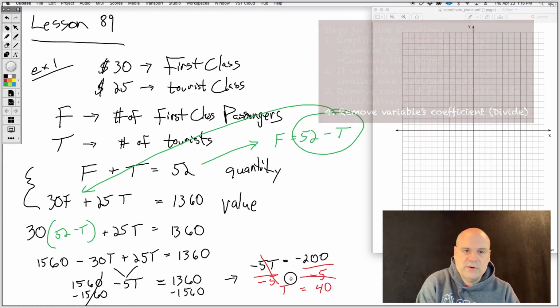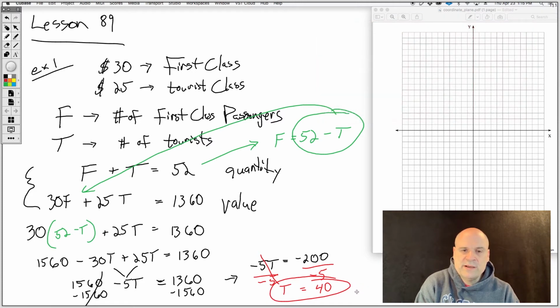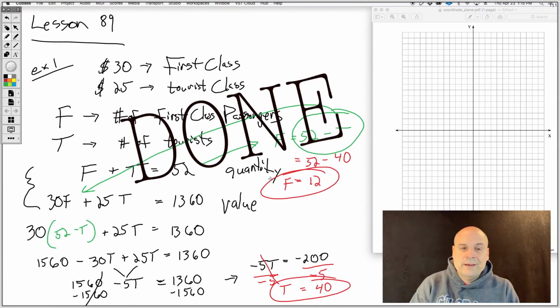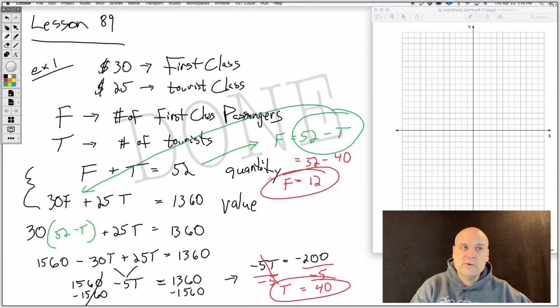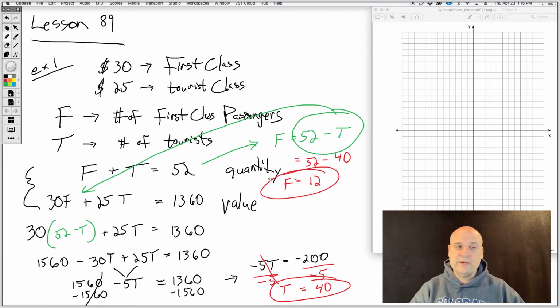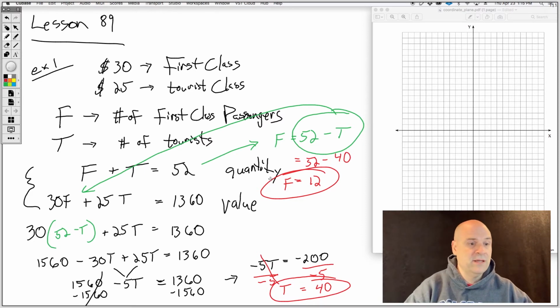So this is the number of tourists. What is our number of first class passengers? That's just 52 minus whatever T is, which is 40. So we have 12 first class passengers. That's cool. So you're always looking for two different equations. We have a quantity equation and a value equation in this example.